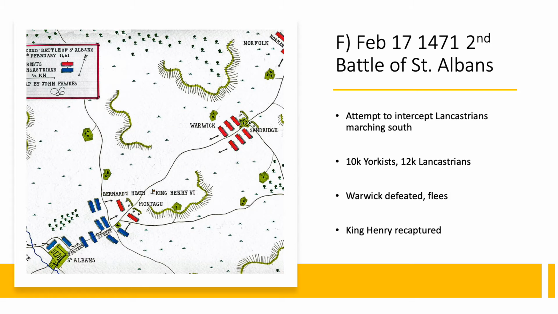So then, trying to build upon their victory at Mortimer's Cross, the Earl of Warwick, who is Edward's uncle by marriage, it's his mother's brother. Earl of Warwick is the most powerful man in England. He is wealthier than the king. He supports the Yorkist cause. He has a very large army, about 10,000 men. He hears that the Lancastrians are marching south, and so he tries to intercept them in a decisive engagement.